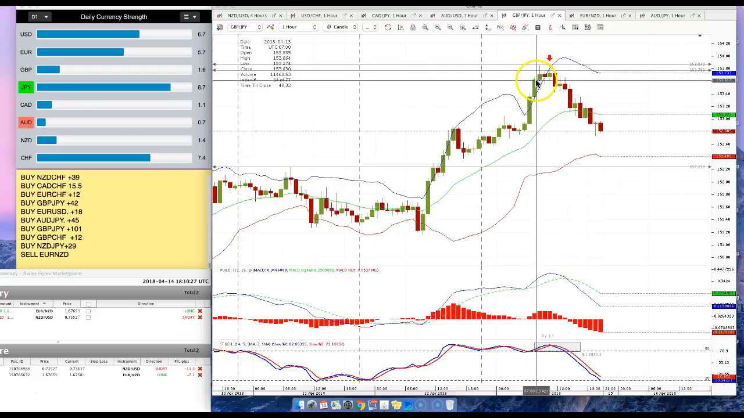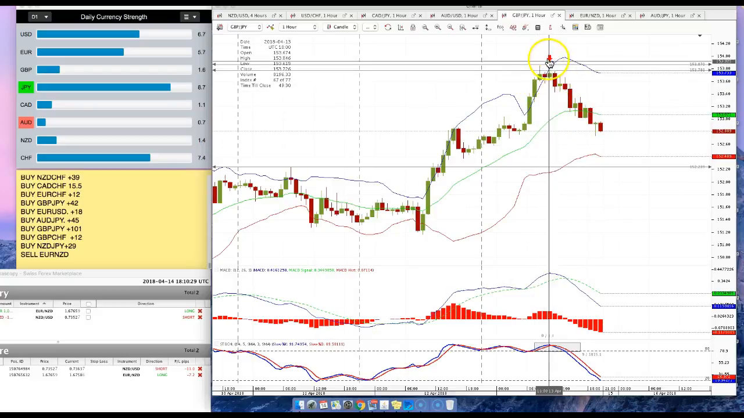We have a hammer, we have a spinning top, and then finally the confirmation candle, that bearish engulfing candle, that was my sell signal. So the entry would be on the next candle, and this went down quite a bit towards the second part of the New York session.